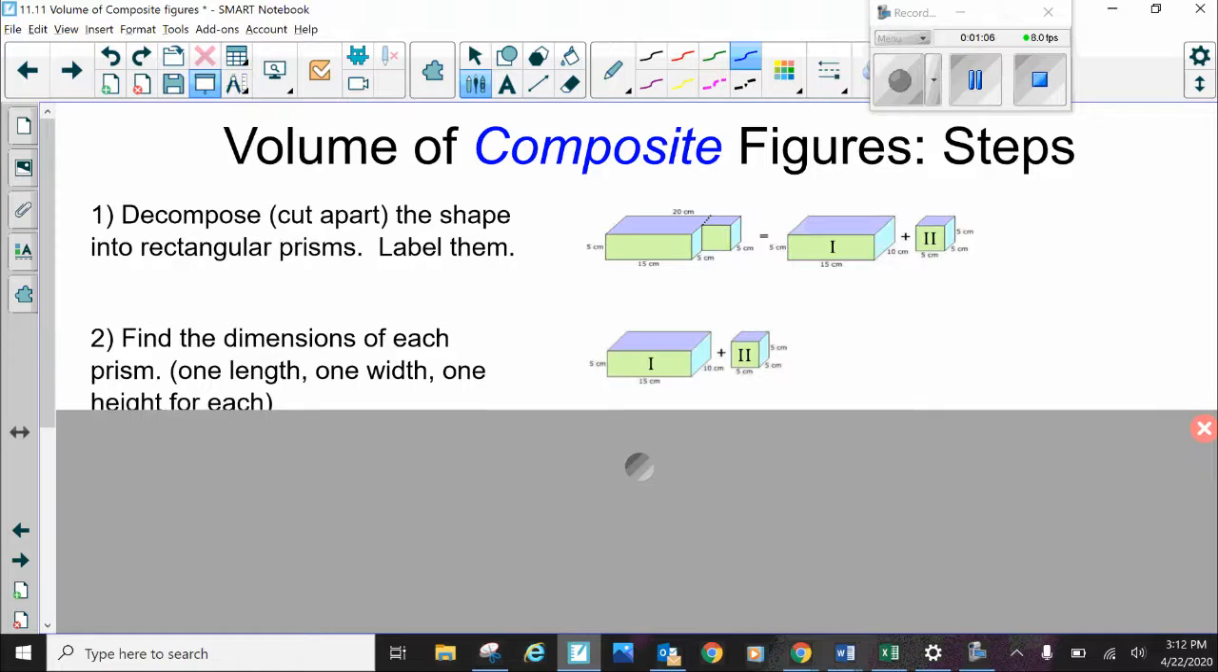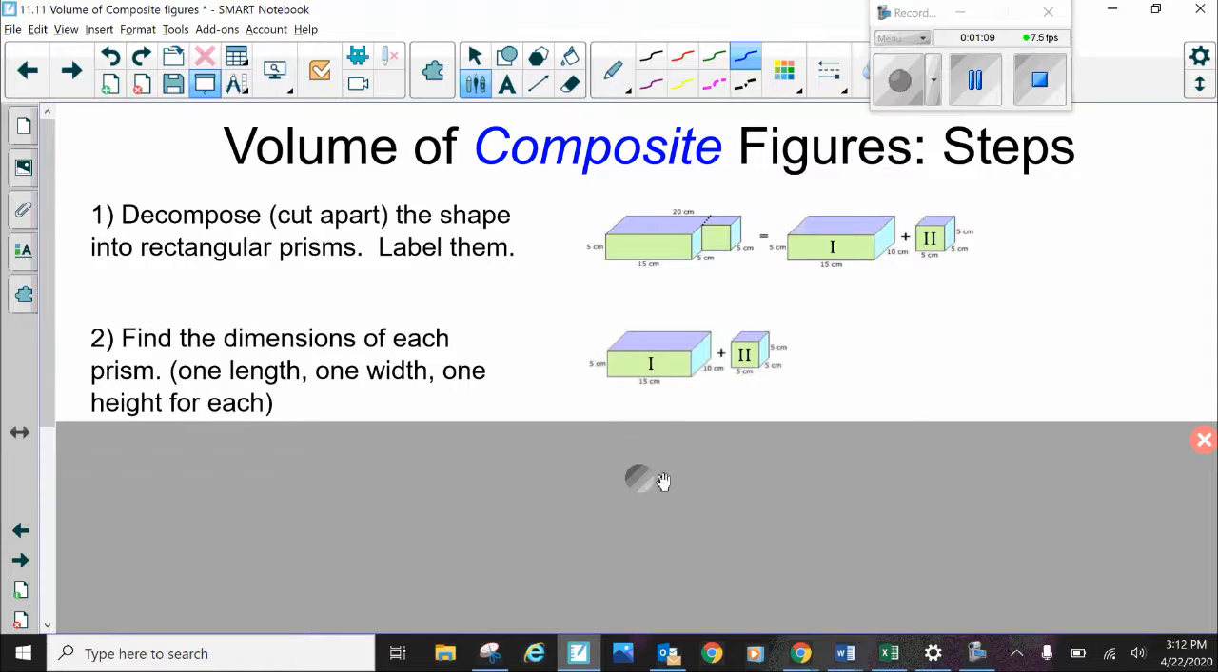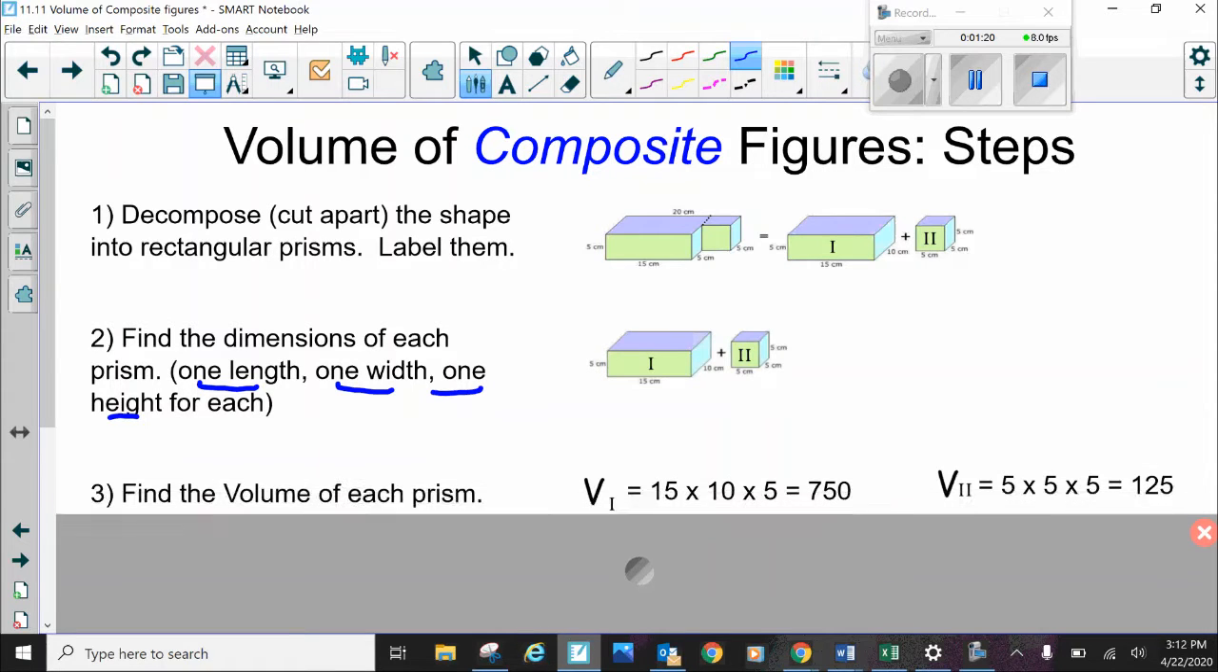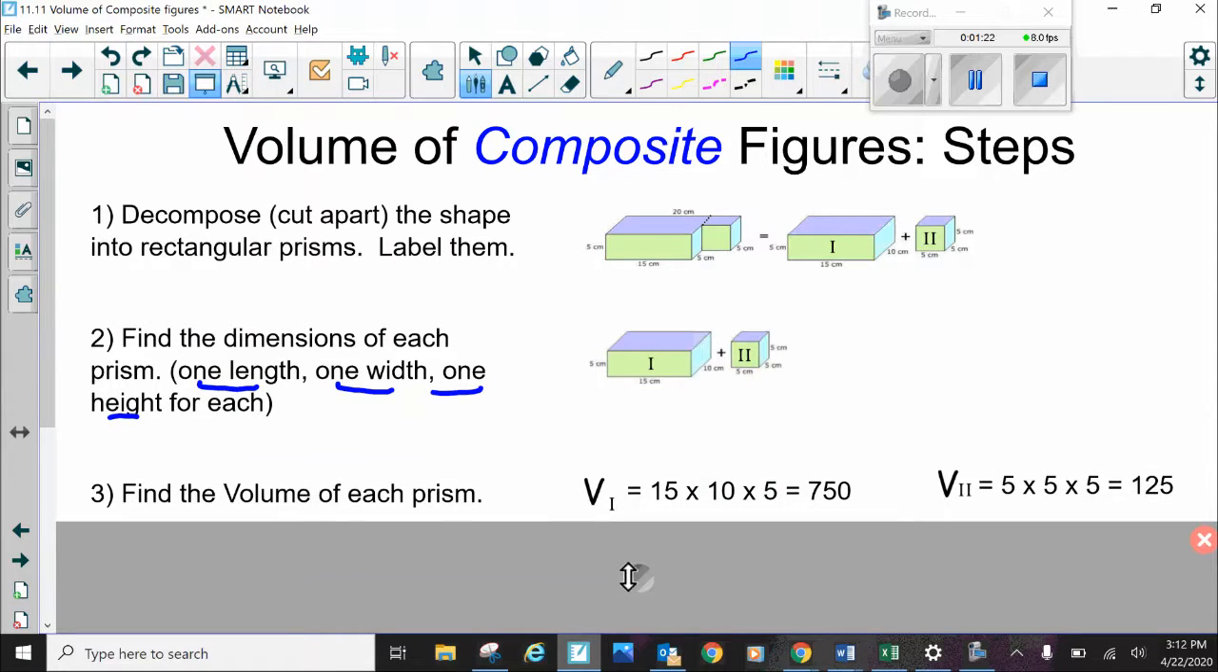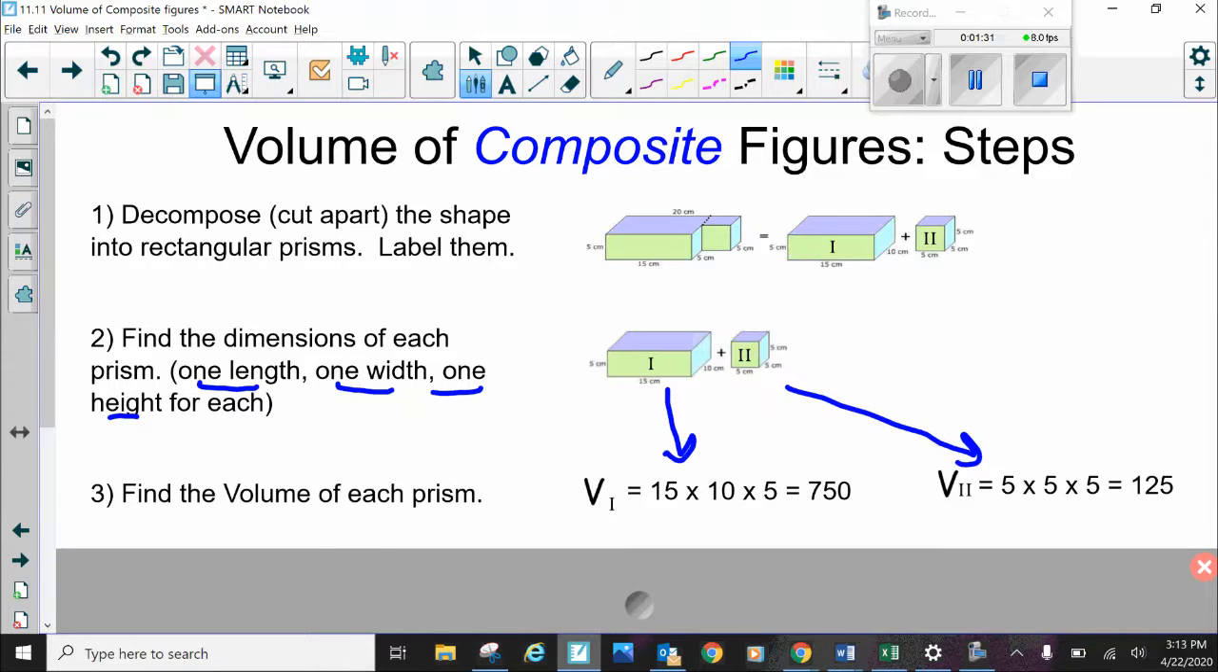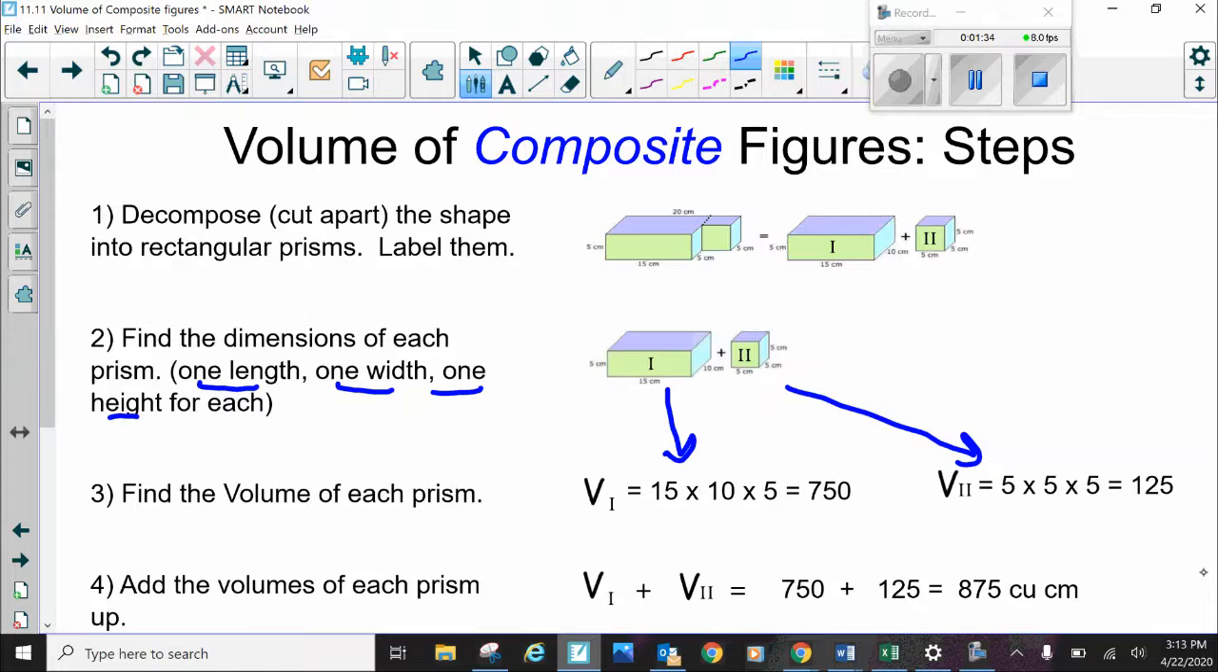Then you're going to find the dimensions of each, and again, it's so important to find one length, one width, and one height for each. Don't take two dimensions, two heights or two widths. Once we have those three dimensions, we're going to use our volume formula and find the volume of each. So again, volume 1, volume 2, we just did this problem. And then the last step is, once we find the separate volumes, we're going to add them together and find the volume of the composite figure, 875 cubic centimeters.